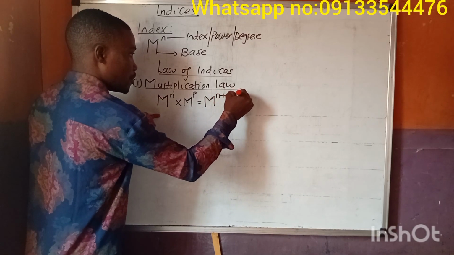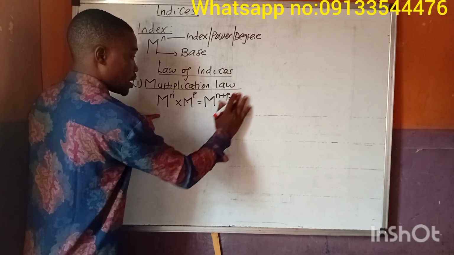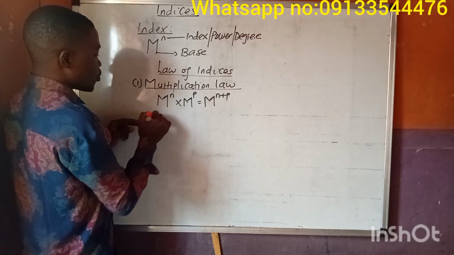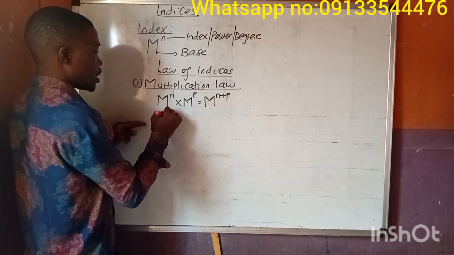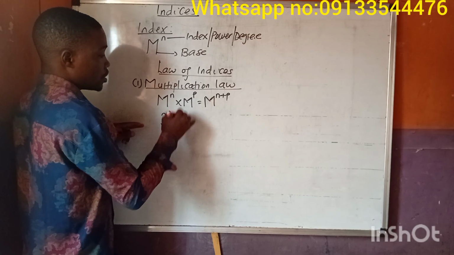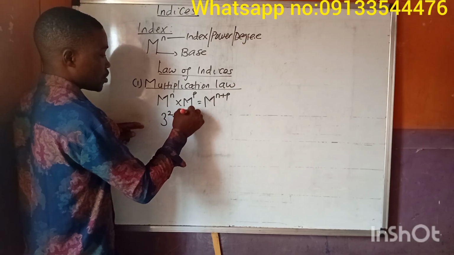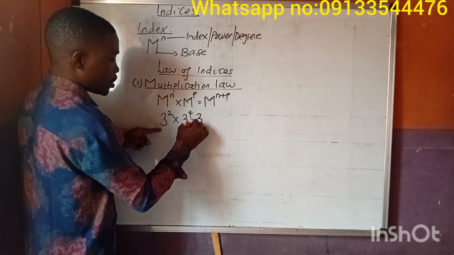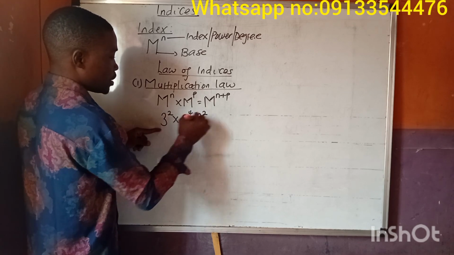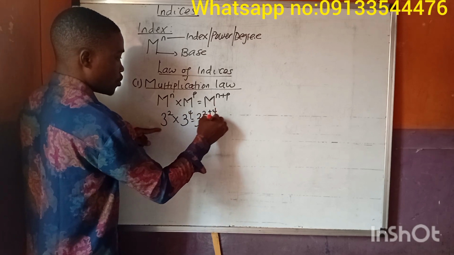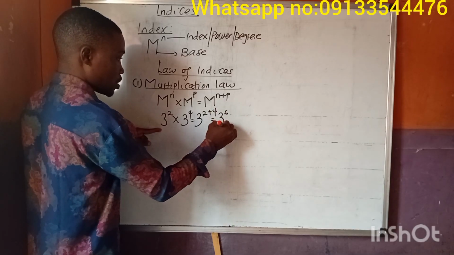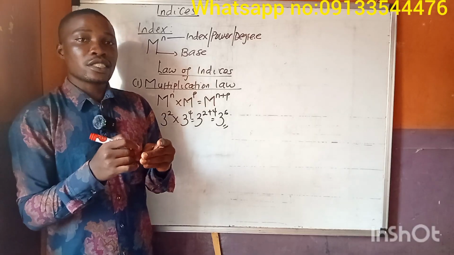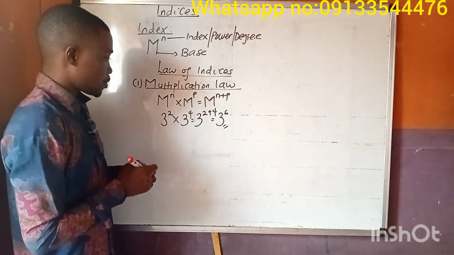We have n plus p. Example, if you have 3 raised to power 2 times 3 raised to power, let's say, 4, the base are the same, pick only one. You have 3 raised to power, just add the power 2 plus 4, you have 3 raised to power 6. This is what the multiplication law of indices is trying to tell us.